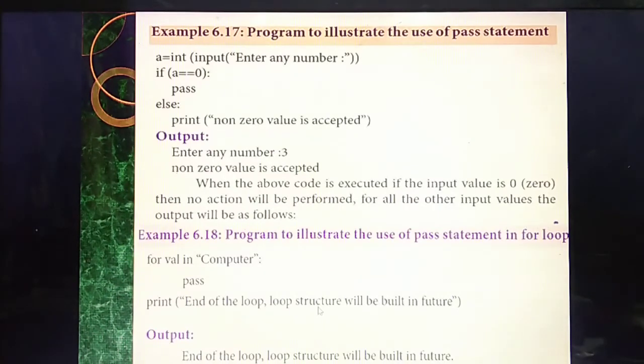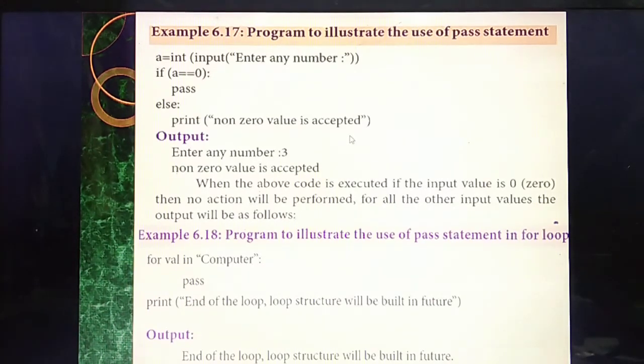See this program. First you give one variable A, in which you are going to enter some number. Number means data type int, so you give int, then the input function, enter any number. How many brackets do you need to close? 2, one opening and one opening, so 2 brackets. My condition is if A is double equal to 0, you give pass. The remaining part of the program need not execute. Otherwise the remaining part executes: non-zero value is accepted.